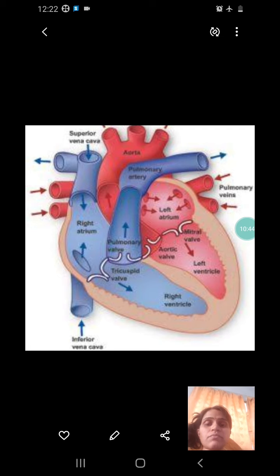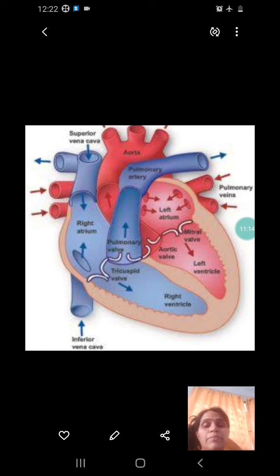The pulmonary artery is the only artery which carries deoxygenated blood, and the pulmonary vein is the only vein which carries oxygenated blood. Question: which artery carries deoxygenated blood from the right ventricle to the lungs? The answer is the pulmonary artery. Which vein carries oxygenated blood from the lungs to the left atrium? The answer is the pulmonary vein.